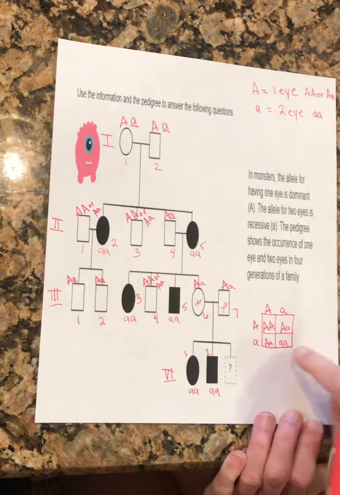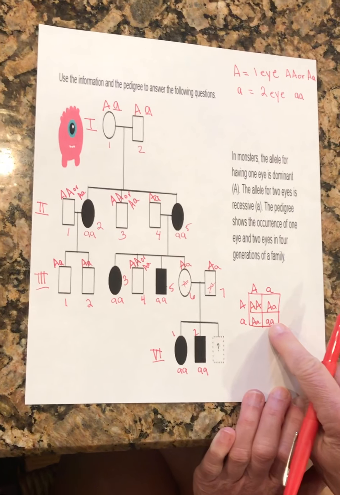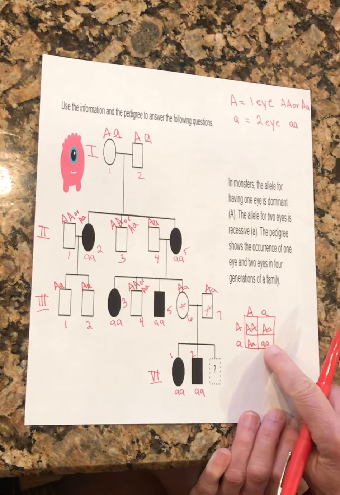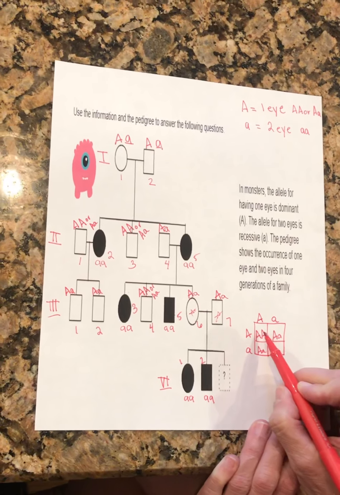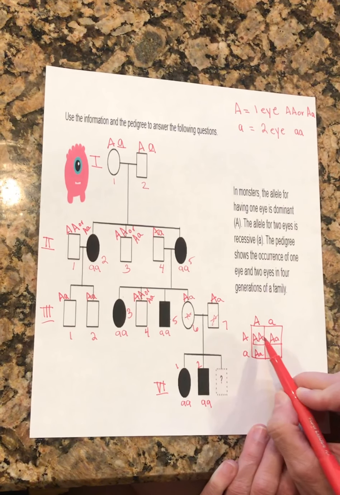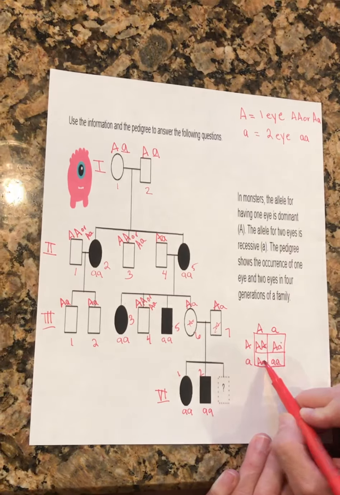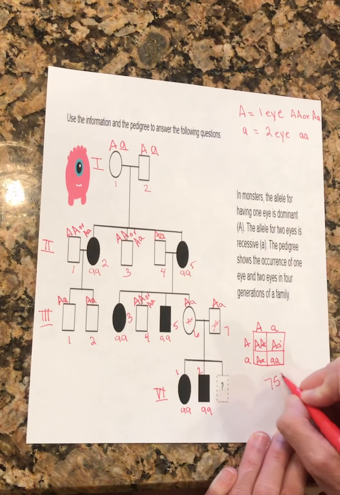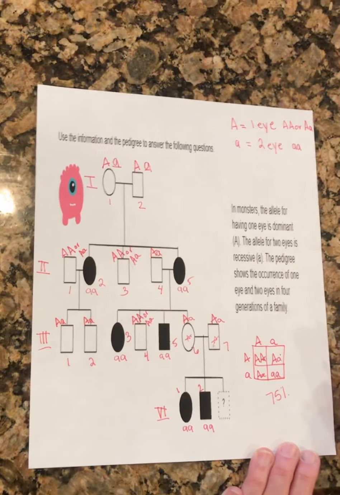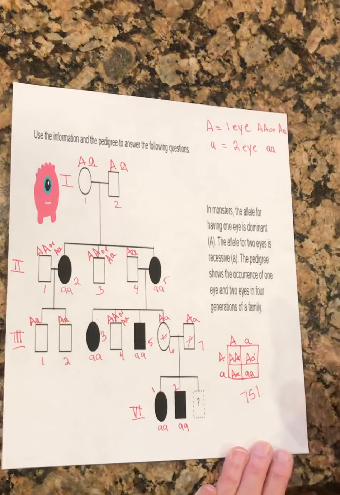So this one, they only had a 25% chance of having a baby born with one eye. But this would be, I'm sorry, with two eyes. This would be one eye, this would be one eye, and this would be one eye. So they would have a 75% chance of having a child born with one eye.